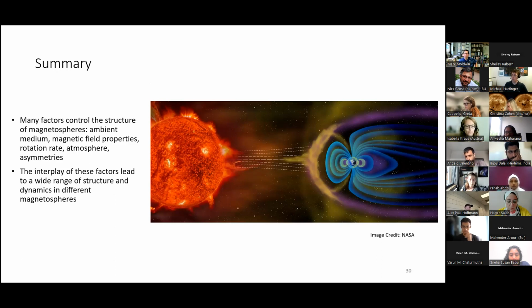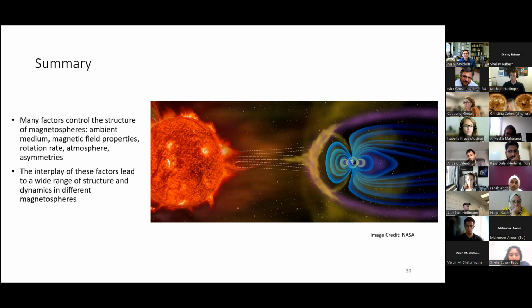Is it an offset dipole? Is it quadrupolar? Is it stronger or weaker? The rotation rate and the obliquity, the atmosphere or ionosphere, and various asymmetries that we talked about at the end there. There's an interplay between all these different factors: convection versus co-rotation at Earth, or just co-rotation at other planets, or the asymmetries. You really have to consider all of them when you look at the huge variety of dynamics and structure that we've seen in other magnetospheres.